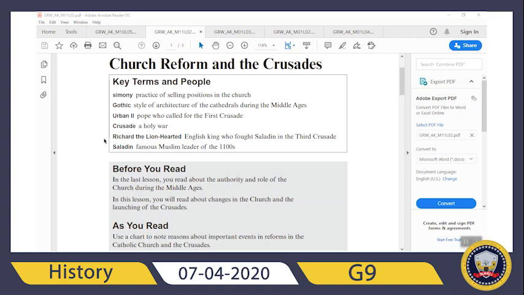And then there is another famous name, that is Richard the Lion-Hearted. Who was he? He was an English king who fought Saladin in the Third Crusade. And at the end, who was Saladin? He was a famous Muslim leader of the 1100s.